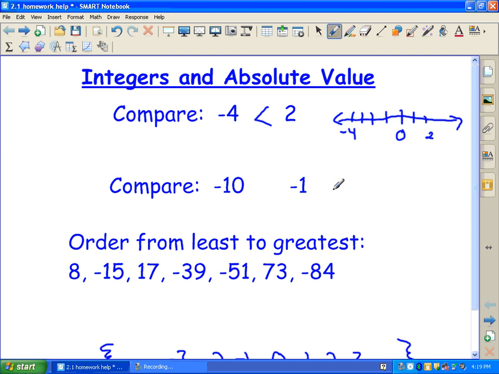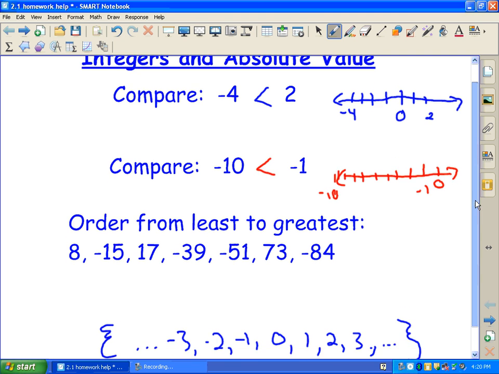Now, if I have two negatives, then again, I want to remember it's on a number line. Furthest to the right. Negative 10 would be down here. Negative 1 is over here. And so I can see that negative 1 is actually bigger because it is further right on the number line. And that's the key to remember when you're trying to compare two numbers.